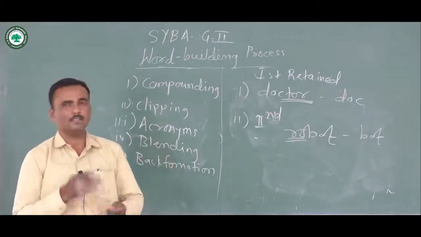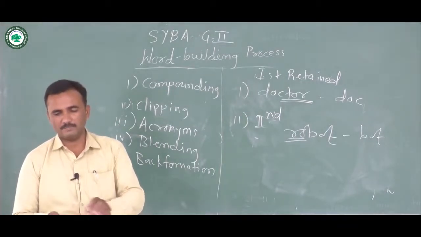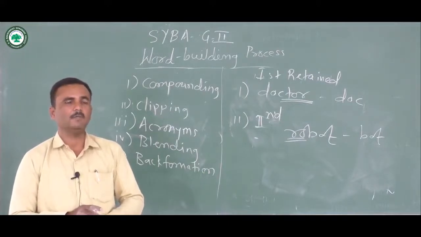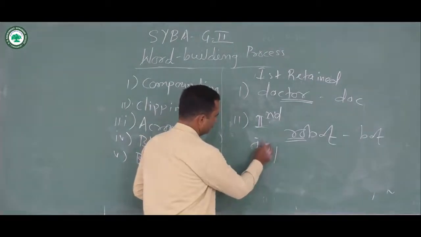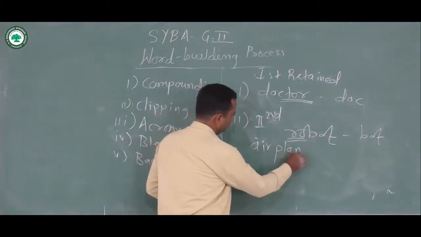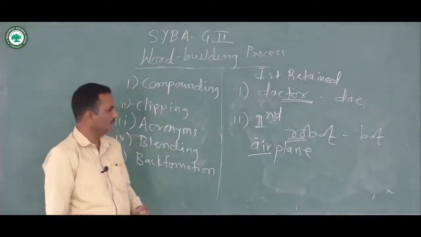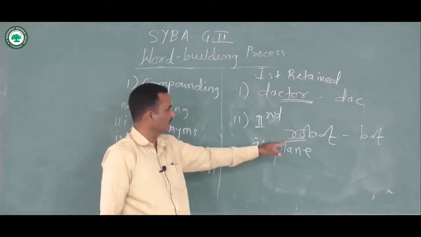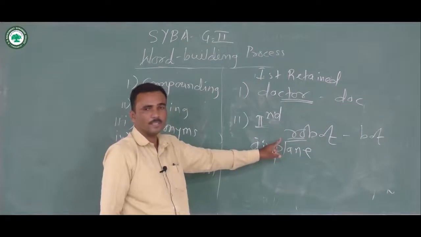So the first part you can see here is omitted, deleted, clipped or shortened, and the second part is retained. In words like airplane, air is deleted, air is clipped and only plane is retained. So air is clipped, plane is retained. When this sort of clipping takes place, it is to be considered that the second part of the word is retained and the first part is clipped.